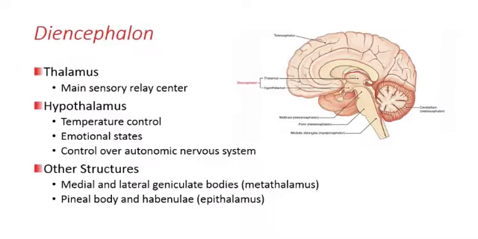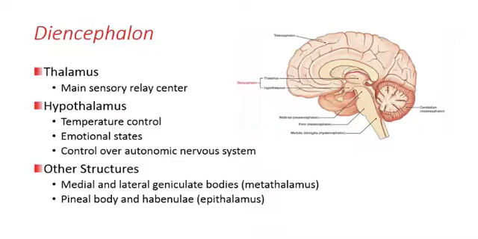Moving to the diencephalon, we have the thalamus, which is the main sensory relay center, main sensory way station, if you will. The hypothalamus, which is involved in temperature control, emotional states, and control over the autonomic nervous system. So feeding, fleeing, fighting, and mating are the predominant functions of the hypothalamus. And then we have some other secondary structures that are also considered part of the diencephalon, which are the medial and lateral geniculate bodies, part of the thalamus.